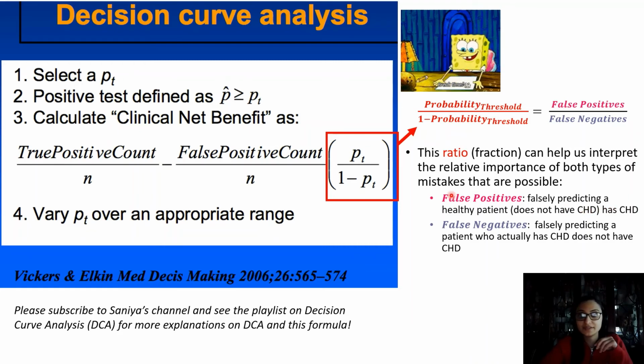So falsely predicting that a healthy patient has a heart problem, has CHD, that's a false positive again, and a false negative is instead falsely predicting that a patient who actually does have heart problems, who has CHD, falsely predicting that they do not have it. So essentially, probability threshold over 1 minus probability threshold tells us false positives over false negatives, how you weight false positive mistakes to false negative mistakes.